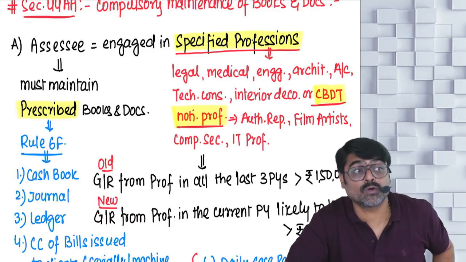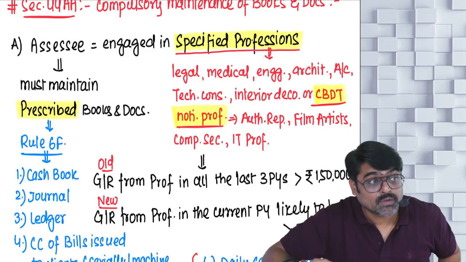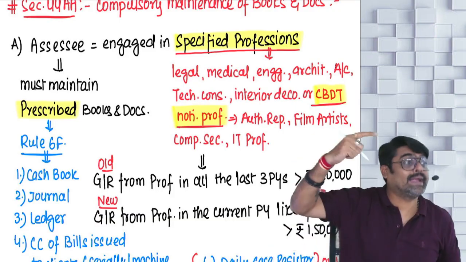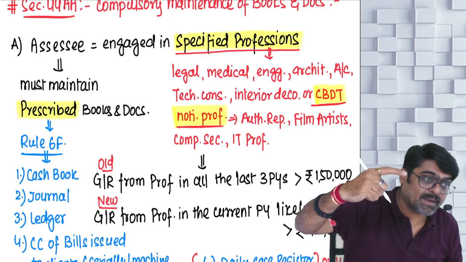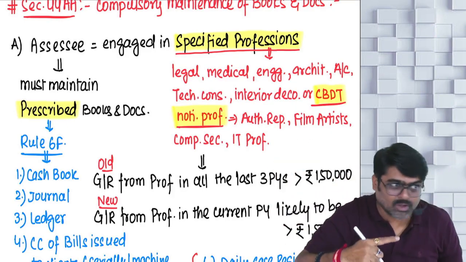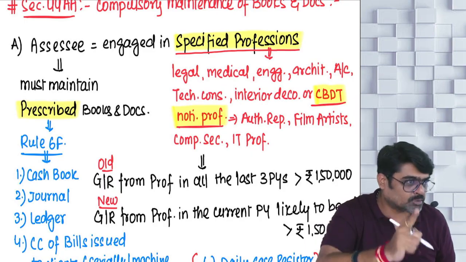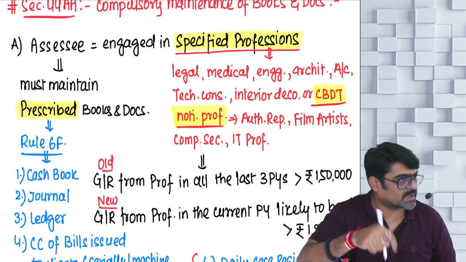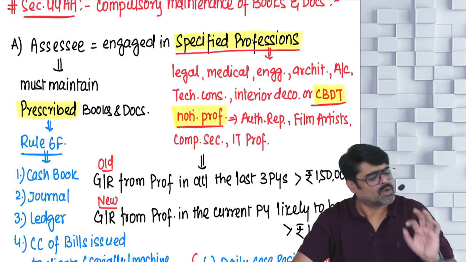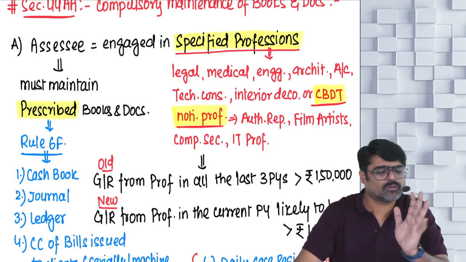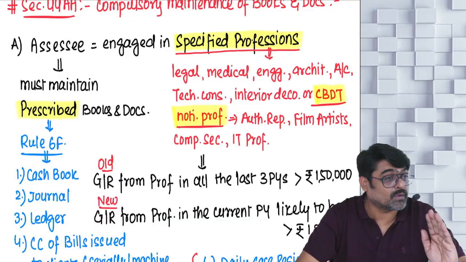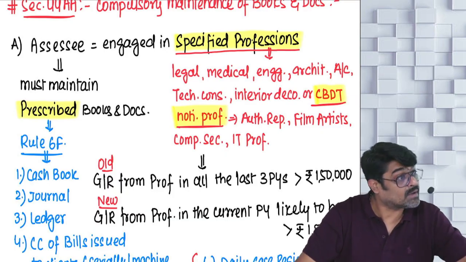Prescribed books are not for you. Prescribed books are for you if you are covered in point number A. But since you are not getting covered by point number A, that does not mean that you are not going to compulsorily maintain the books. You are also compulsorily supposed to maintain the books and documents for this year. But only maintain those books as would enable the assessing officer to calculate your PGBP income, calculate your total income.